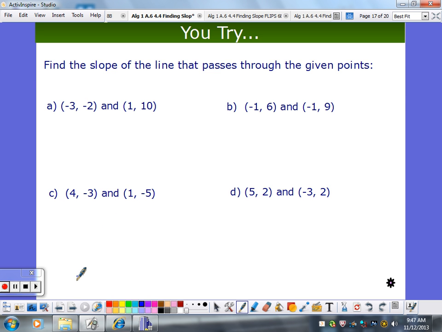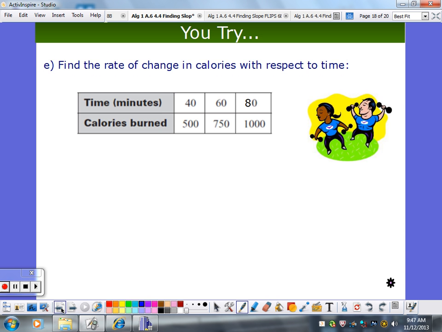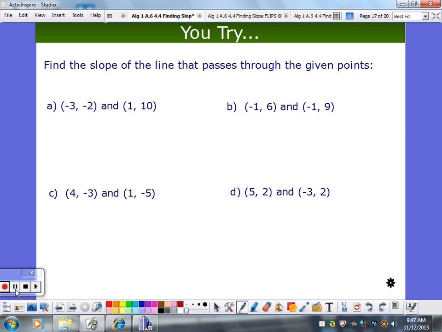Okay, let's see. You try. So there's 4 of these, work with slope, and then I've got 2 of these guys. So you want to kind of play with those rate of change as well. So go ahead and work. I'm going to go ahead and put the answers up to this one. A, B, C, D. How do you do?